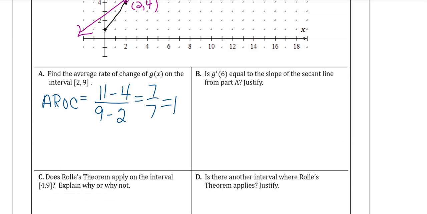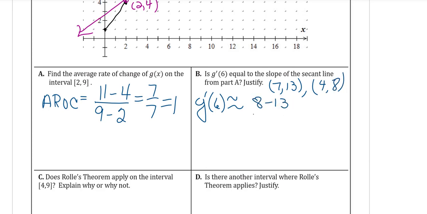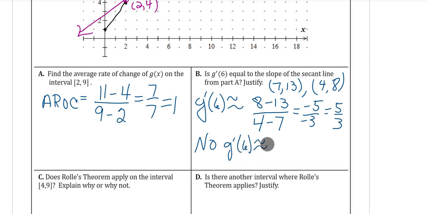So let's go ahead and do that. G prime of 6 is approximately equal to, using these points (7, 13) and (4, 8), 8 minus 13 over 4 minus 7. And when we do that, we get negative 5 over negative 3, which is 5/3. So we can say no, g prime of 6 is approximately equal to 5/3, which is definitely not equal to 1. That's not even close.